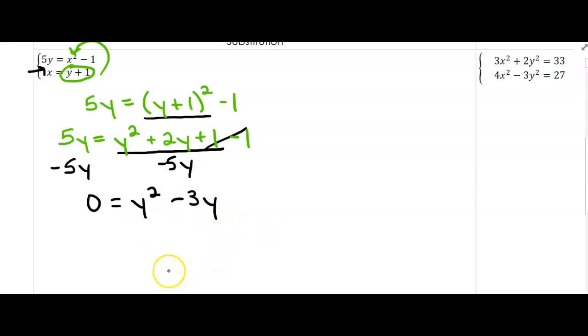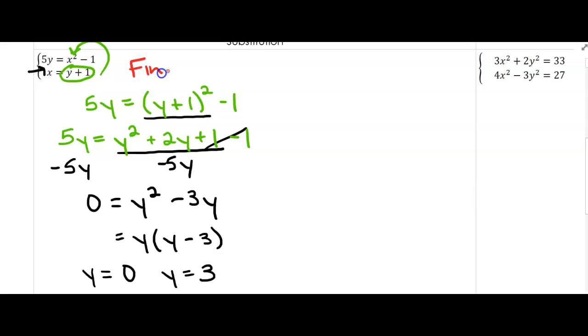I'm going to go ahead and have you factor this and tell me what you get for y. Nice. In order to factor, I need to pull out a GCF, set each of these factors equal to 0, and solve for y. So I get y equals 0 and y equals 3. And that would be our first step of solving this system, once I substitute, is to find y.